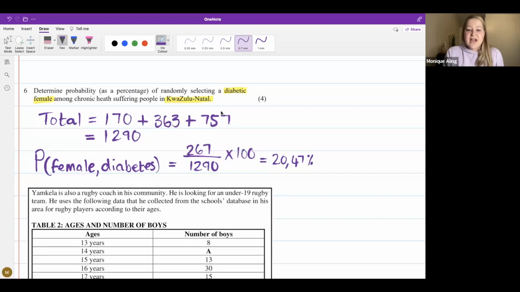Okay, Lufunyo, just watch rounding. So the actual answer before I rounded there was 20.465. Remember when we round to 2 decimal places, we focus on the number 2 places away from the comma. We look to the right and see if it goes up or stays the same. And because it's a 5 next to the 6, it goes up to a 7, and that's how I end up with 0.47 as my decimals.